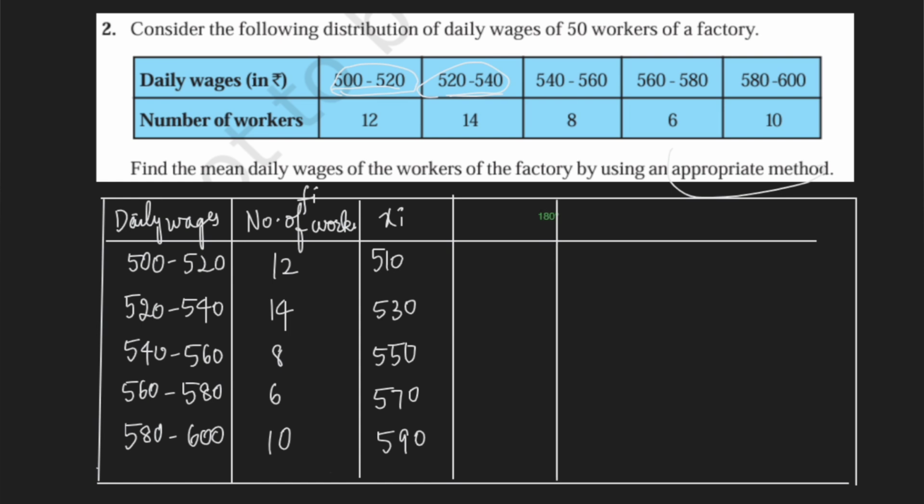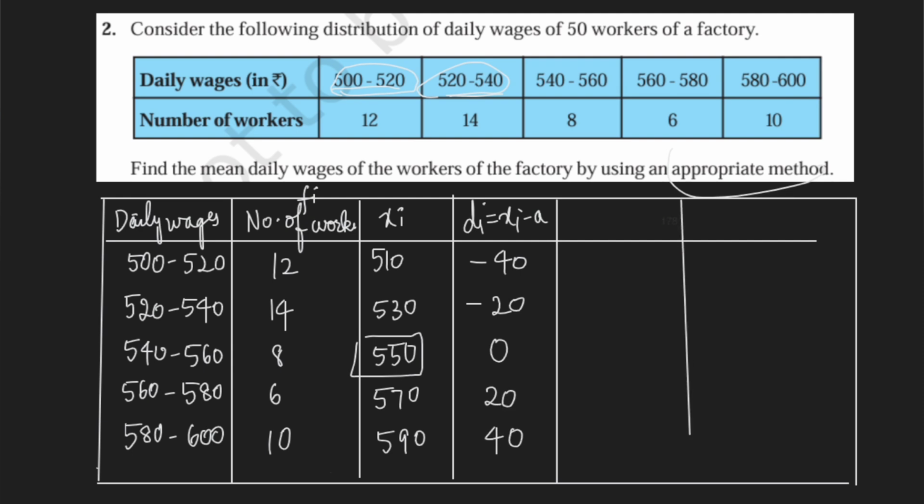The next column is for di. So di is xi minus a. So what is a here? A is the assumed mean, which is the mid value of the xi. So this can be taken as 550 here. So what are we supposed to do? You're supposed to subtract 550 from each xi. So we get 510 minus 550 will give us negative 40. This will be negative 20. This is 0 and this is 20 and this is 40.